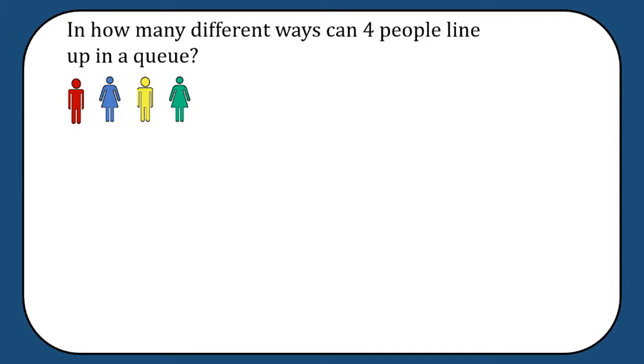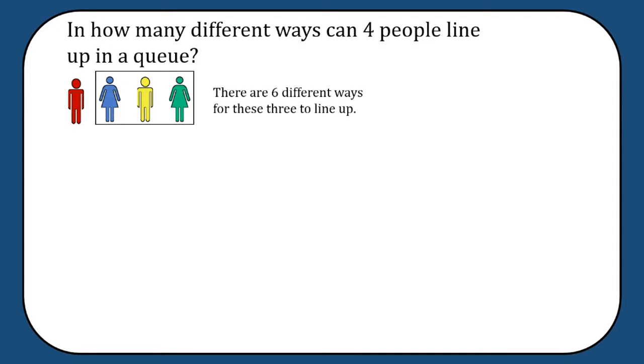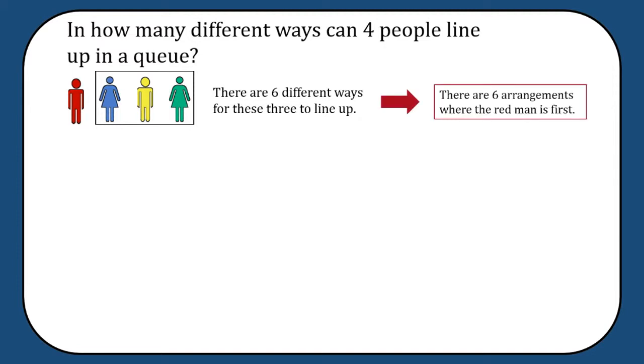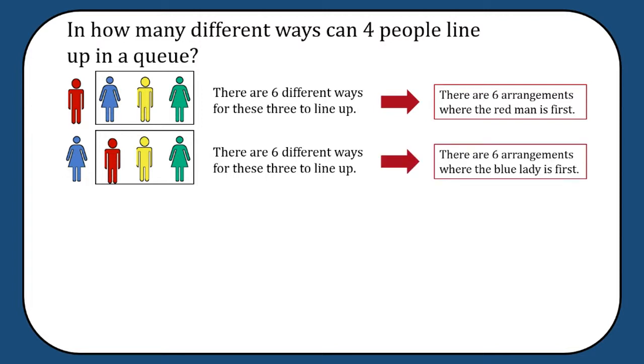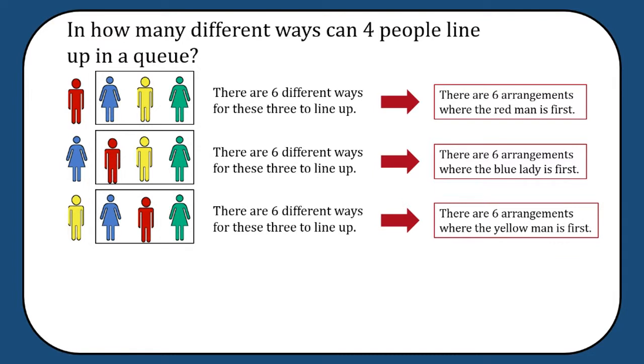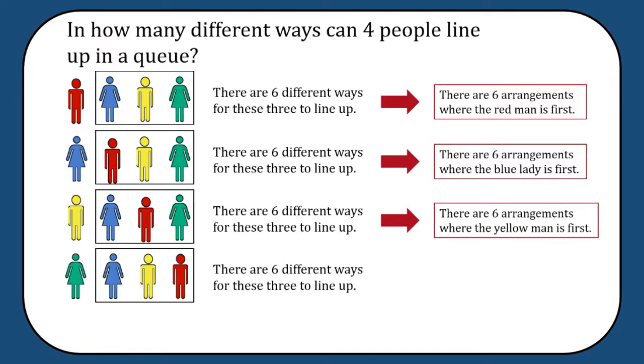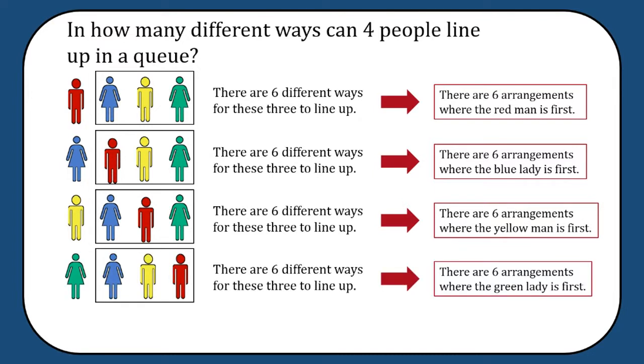So here's our 4 people. We know that those 3 people can line up in 6 different ways. We've just worked that out. So that means that there's 6 arrangements where the red man is first. Then we could put the blue lady first, and again there's 6 different ways the other 3 could line up, so 6 arrangements with the blue lady first. Again, there would be 6 arrangements with the yellow man first, and 6 arrangements with the green lady first.